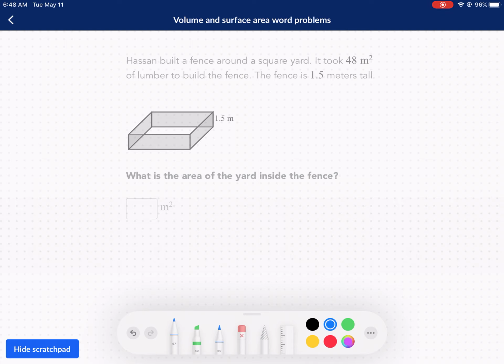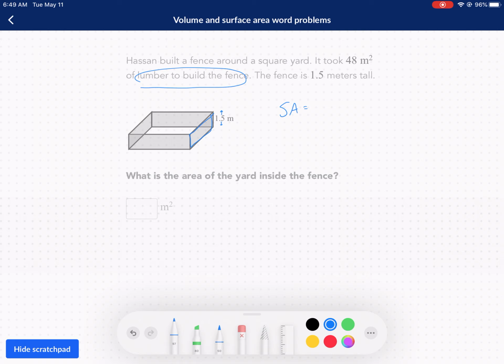Okay, so Hassan built a fence around a square yard. It took 48 meters squared of lumber to build the fence. We're talking about the surface area here. So look here. We have the height is 1.5. Keep in mind that the surface area, aka the total amount of lumber needed, it's the same thing, because we're considering a two-dimensional space, okay?